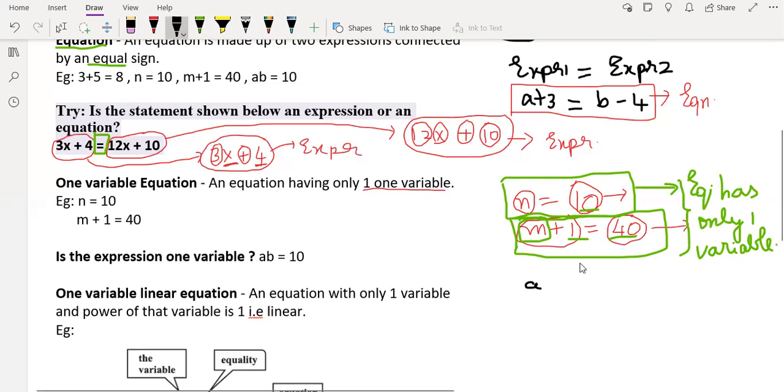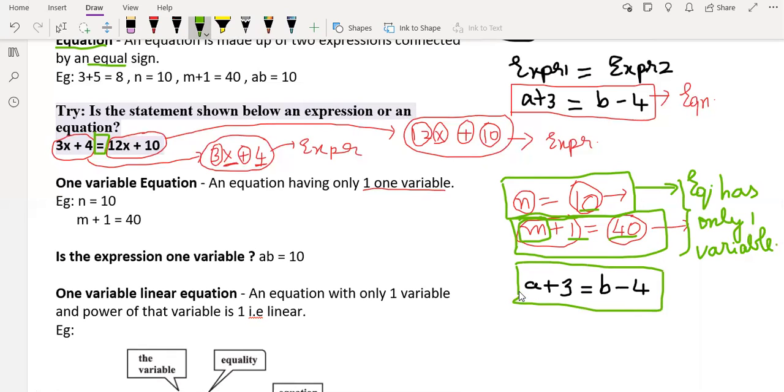We have considered this same thing here: a plus 3 equals b minus 4. We have just now verified that this is an equation. In this equation, let us carefully look. How many variables do we have? a is one variable, b is another variable. The rest are numbers. So totally two variables we have. Right? In this equation, two variables we have.